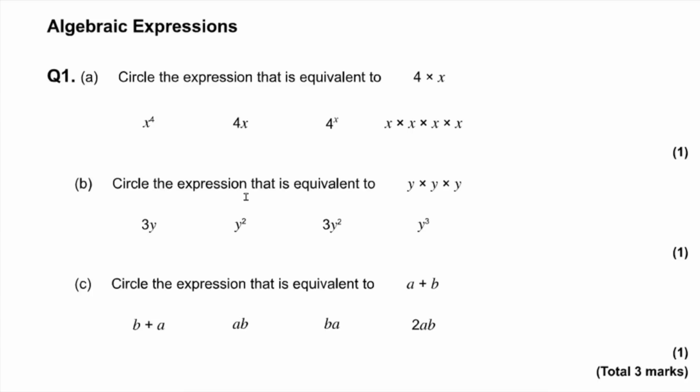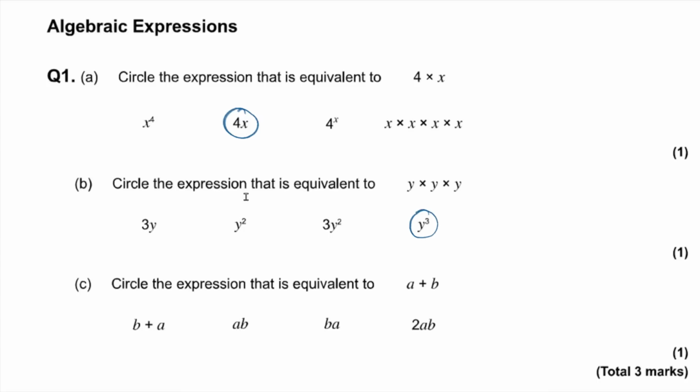First up, let's take a look at algebraic expressions, and question 1 asks, circle the expression that is equivalent to 4 times x. Well, 4 times x, that's just 4x, isn't it? It's that one there. Circle the expression that is equivalent to y times y times y. Well, if you multiply something by itself, you square it. If you multiply something by itself 3 times, you cube it, don't you? So y times y times y is going to be y cubed.